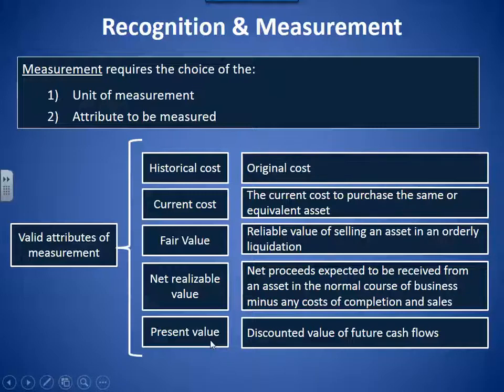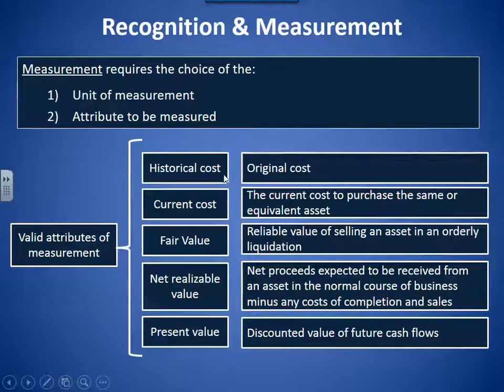Net realizable value is the net proceeds expected to be received from an asset in the normal course of business, minus any costs of completion and sales. Lastly, we have the concept of present value, which is the discounted value of cash flows. Now, at this point in time, most students go and say, well, wait a minute, you can't use all these type of values in accounting. That's just kind of crazy. And the truth of the matter is, if you step back and take a look at this, we use all 5 of these values all the time in accounting measurements.